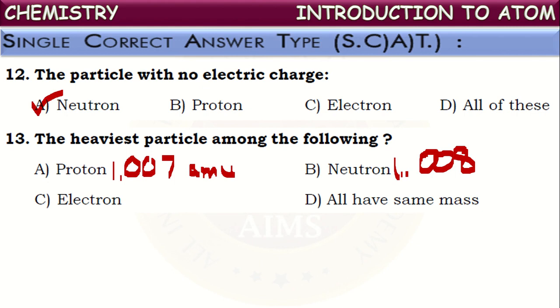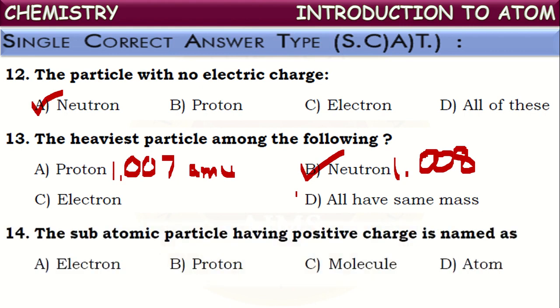Even though they are having nearly the same mass, the mass of neutron is slightly greater than that of proton. That is why we can say the heaviest fundamental particle present in the atom is a neutron. And if you say the mass of electron, it is almost negligible when compared to the mass of proton and neutron.